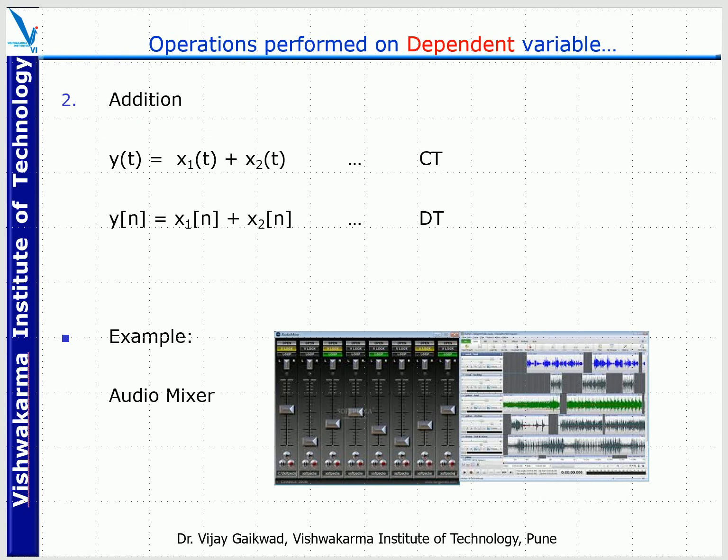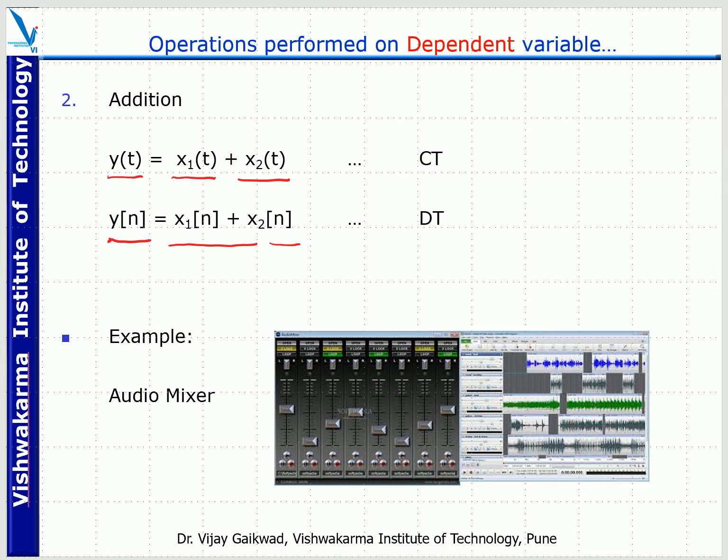Another operation that can be performed on the dependent variable is the addition of two amplitudes. Let x1 of t be one signal and x2 of t be another signal. Then resultant signal y of t is said to be addition of the two signals x1 of t and x2 of t, where the amplitudes are added and new signal is being formed. In discrete time signal, we write y of n is equal to x1 of n plus x2 of n.